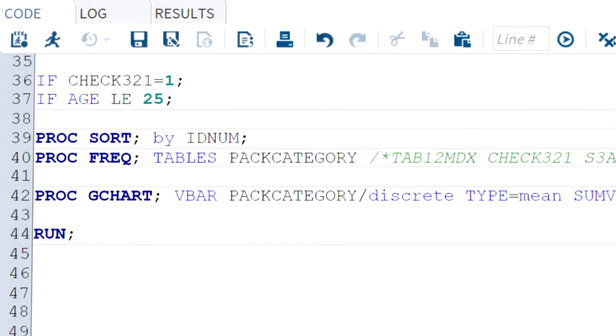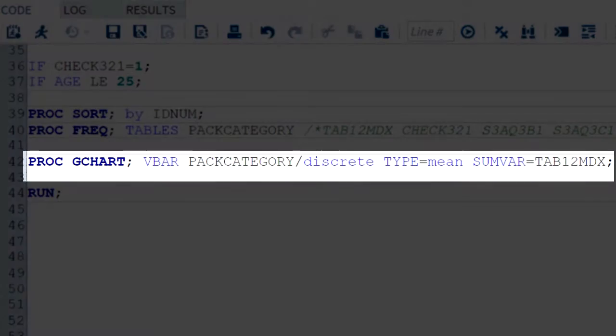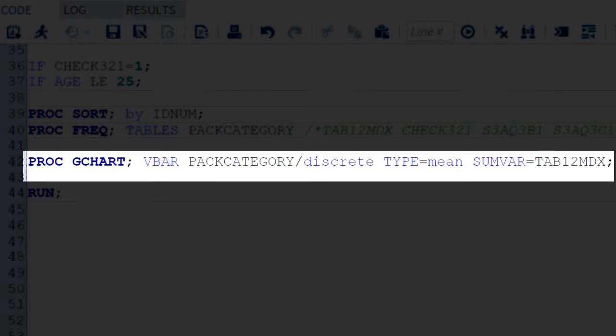So the exact code we'll use for our program is proc gchart; vbar packcategory / discrete type=mean sumvar=TAB12MDX; Just like the proc gchart code in univariate graphing, vbar requests a vertical bar chart. The categorical explanatory variable, packcategory / discrete, tells SAS that we want levels of our categorical explanatory variable to be represented on the x-axis.